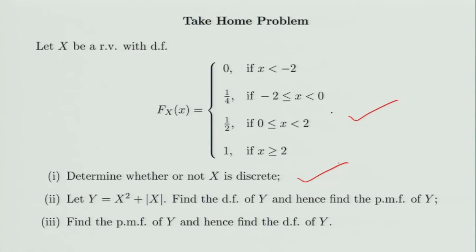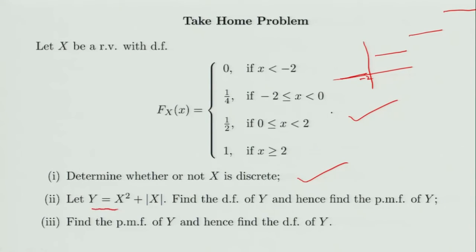So you can see, just by observation here, F_X is a step function. For x less than minus 2, it is 0. So it is minus 2. Minus 2 to 0, it is 1 by 4. Then half, then it is 1. So it is a step function, so it looks like it would be a discrete random variable.